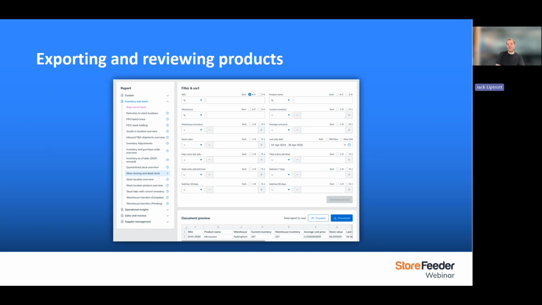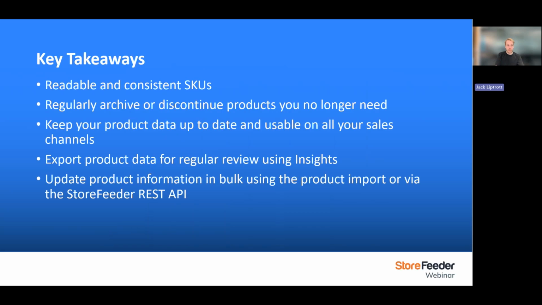We're also working on an age stock report. That's showing older stock, perhaps useful if you're using FIFO and that sort of thing. But we are able to add new reports to insights quite easily. So if there's particular reporting information you can't see in there, or information about your product that's in StoreFeeder but not visible in the way you need it at the minute, we can look at adding custom ones for you as well.